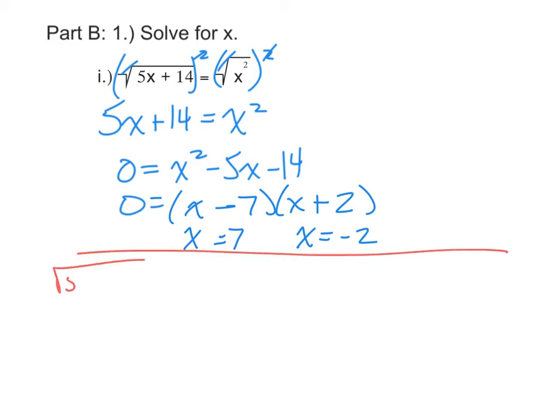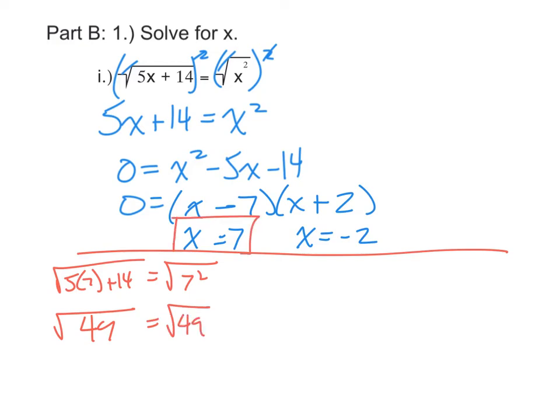Is the square root of 5 times 7 plus 14 equal to the square root of 7 squared? Well, 35 plus 14 is 49, and on the left side we got the square root of 49. So x equals 7 is a solution. That doesn't necessarily mean that negative 2 is not. We got to check it.